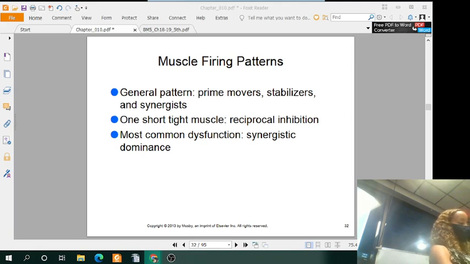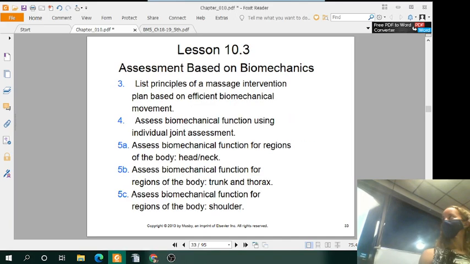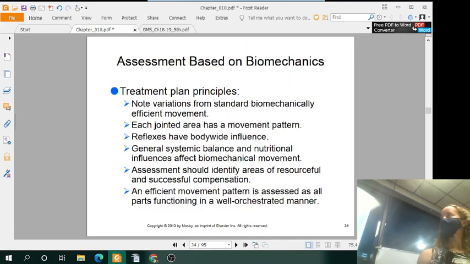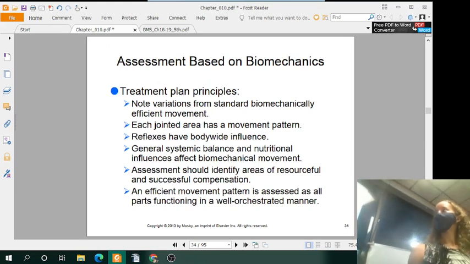Okay. So, last little bit talks about assessment based on biomechanics. Where am I at? So that's about talking about a treatment plan.